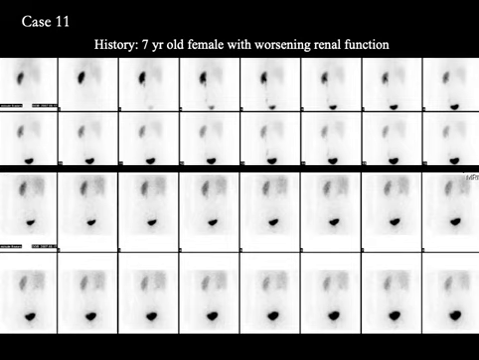Another example of similar finding, a 7-year-old female with worsening renal function. Left kidney shows normal uptake and excretion into the urinary bladder. There is no activity seen in the region of the right kidney. On the delayed images, maybe there is some faint suggestion of right renal activity.